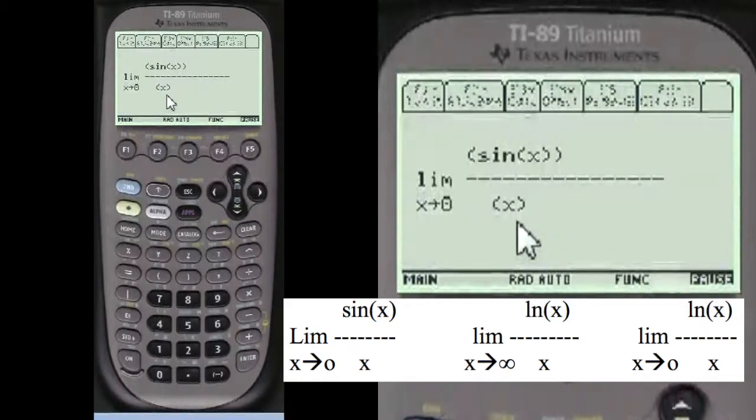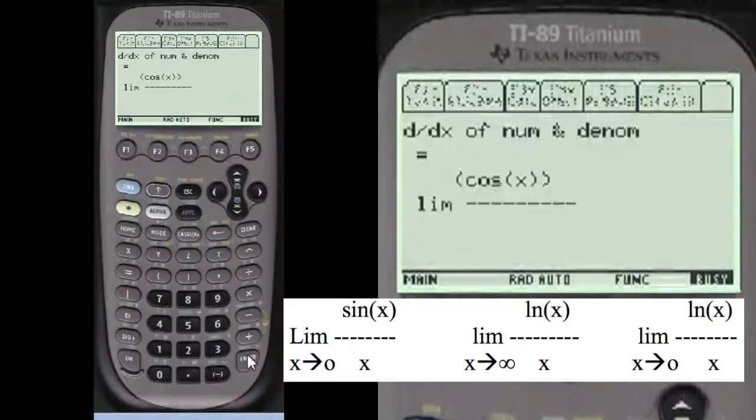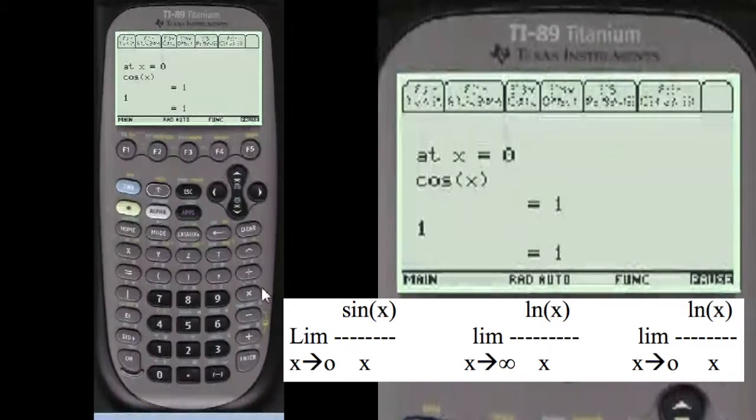So we have sine of x and x, we say that's okay. Now at x equals 0, sine of x equals 0 and x equals 0. So then we continue on with L'Hopital and do the derivative of each, the numerator and the denominator, which is this. And so then we look at that again.